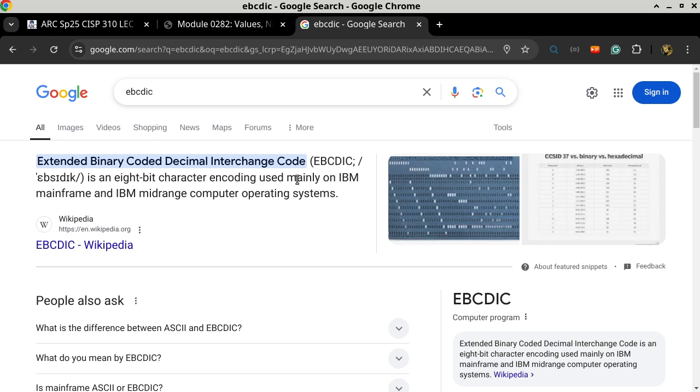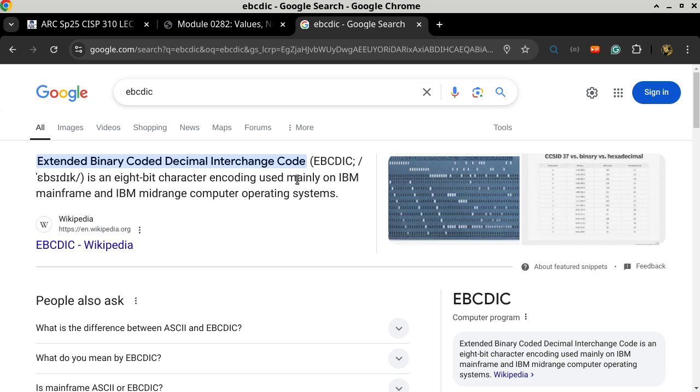So this is IBM's own way of encoding characters and punctuations into, I think, 7 or 8 bits of information. It is a different scheme. It is actually a very ugly one. But we came this close to using EBCDIC instead of ASCII. ASCII is much better.